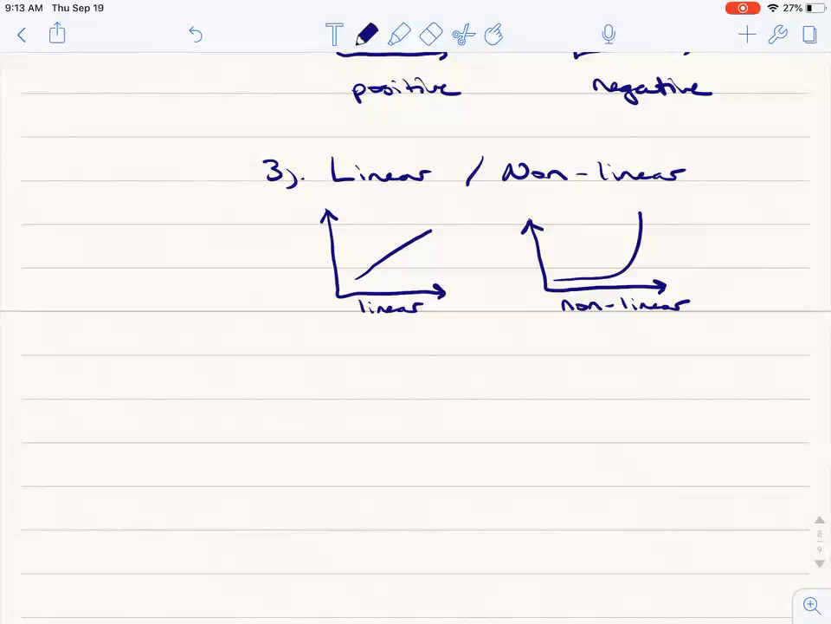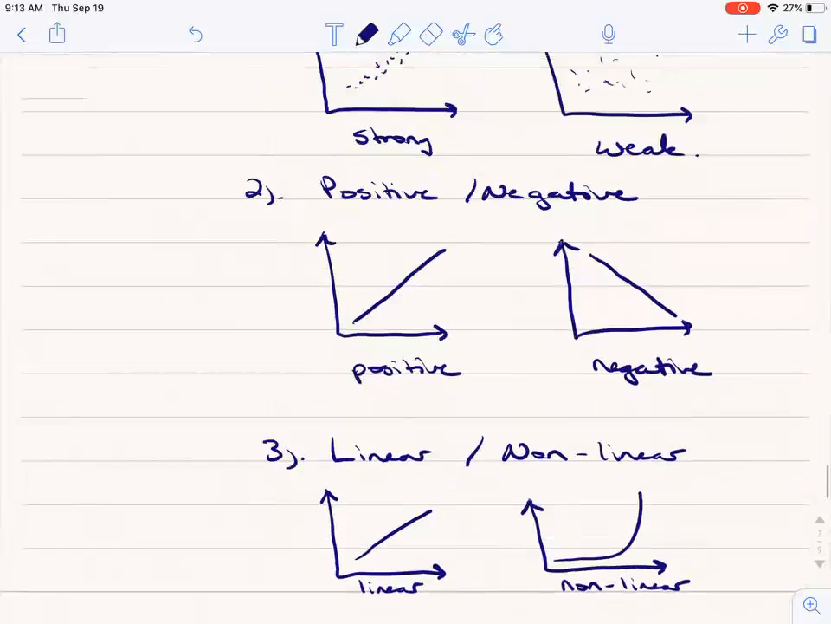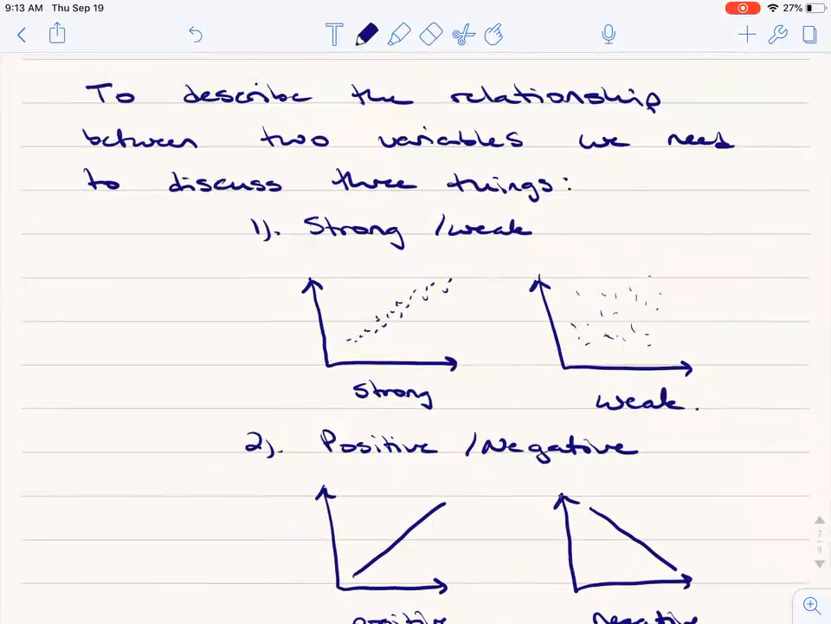One thing that you can do is transform your nonlinear relationship, make it linear, force it to be linear, and then model it. That's a trick you can use, but don't worry, I'm not getting into it. All right, so those are the three things that you want to talk about if you have to describe a relationship between two variables. And that's on your assignment too, so you'll want to make a note of that.